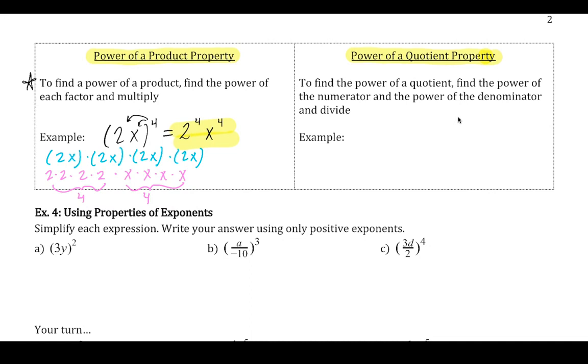And then for the next property, the power of a quotient property. It says to find the power of a quotient, find the power of the numerator and the power of the denominator, and divide. So let's say I have 2 over x raised to the 3rd power. So this property says that the power has to go to the numerator and the denominator. So this 3rd power will get applied to both the numerator and the denominator. So the numerator becomes 2 to the 3rd power, and the denominator becomes x to the 3rd power.